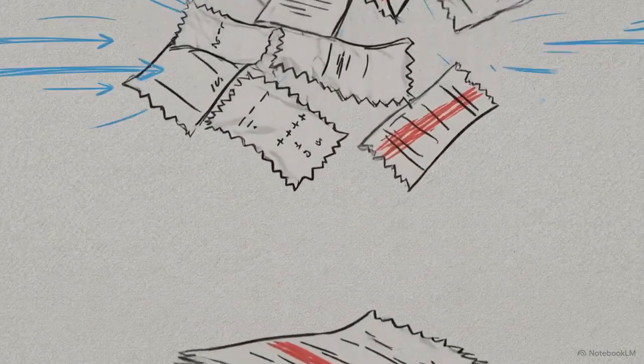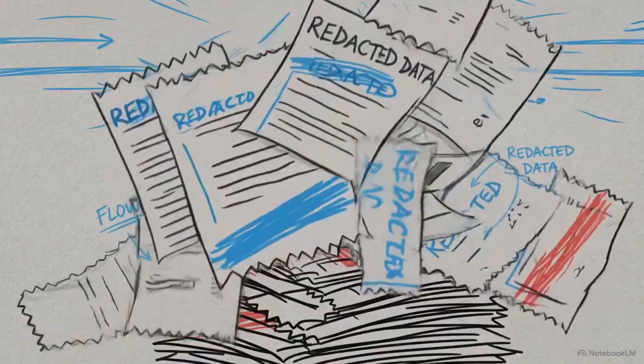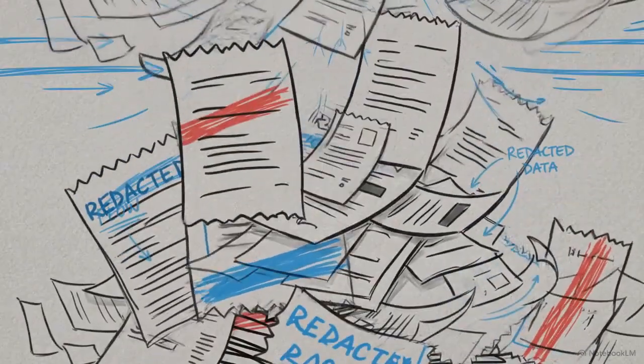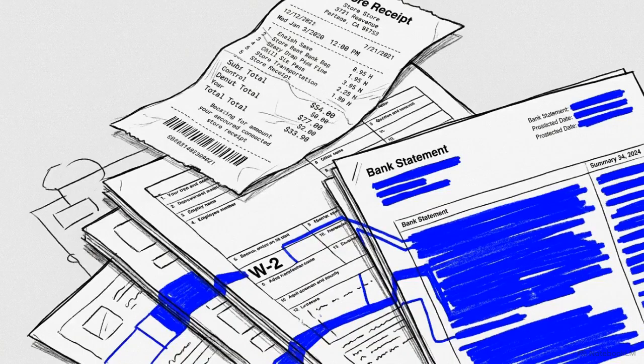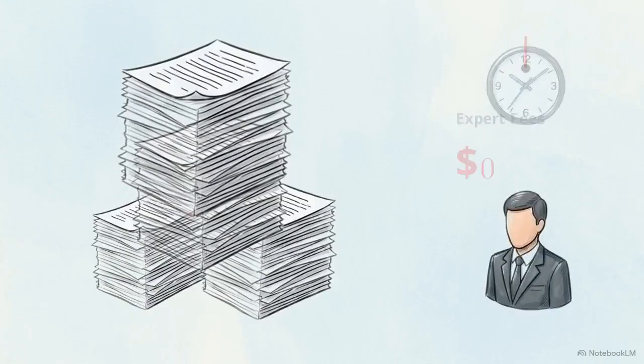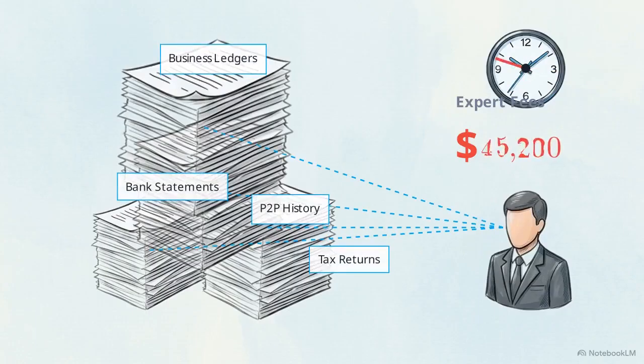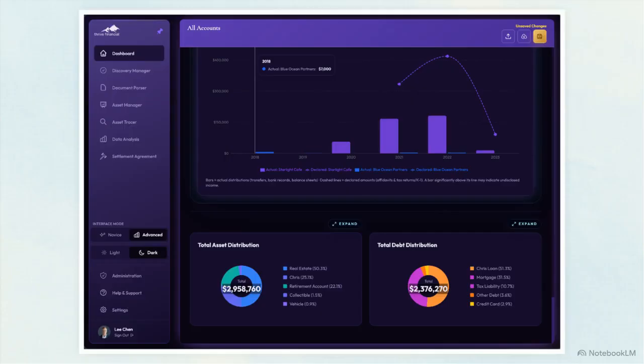The reality of financial discovery in a complex divorce is usually a nightmare. You are dealing with thousands of pages of redacted bank statements, disconnected tax forms, and shoebox receipts. Finding hidden assets or proving an income discrepancy by hand means paying specialized professionals for hundreds of billable hours just to cross-reference the mess. Thrive Financial's Command Center dashboards are designed to fix this.